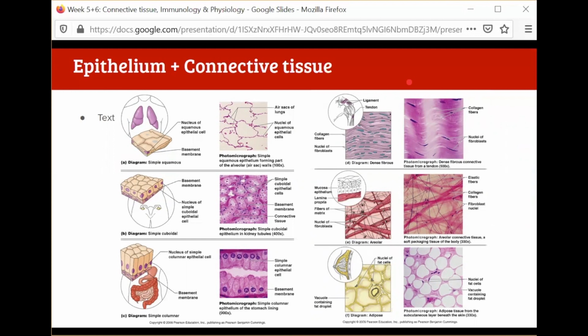On the right-hand side, we're seeing some of that new stuff from today. So that connective tissue in terms of dense fibrous connective tissue in ligaments and tendons. See that linear direction. You see the collagen fibers, and obviously a couple of fibroblasts and things like that. You've also got areolar tissue, lots of spaces in between them. You've got elastic and collagen fibers. And then that adipose tissue at the bottom, storage, big vacuoles containing the fat droplets.